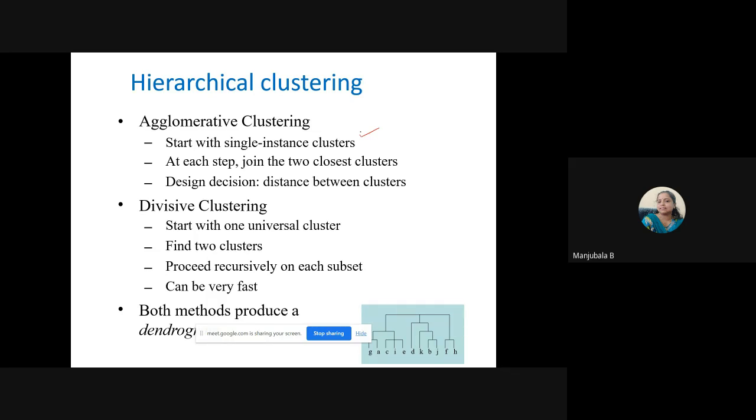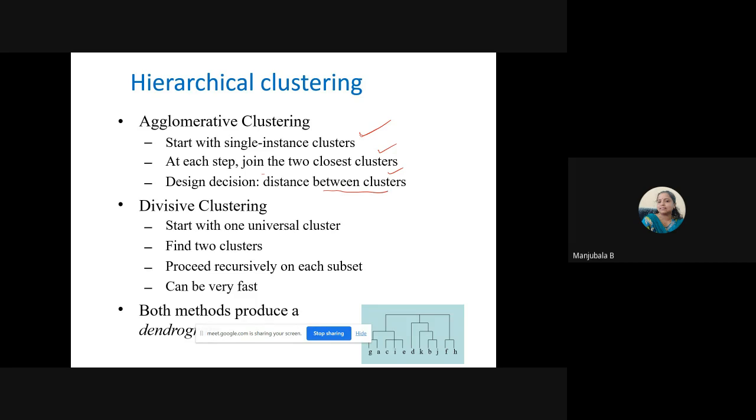Initially, single-turn clusters will be there. I will explain through an example in the next slides. At each step, you have to join the two closest data points, right? That means we are joining two points to form the clusters. So how do we take the decision here? You have to consider the distance between the data points to determine which points you are going to cluster.